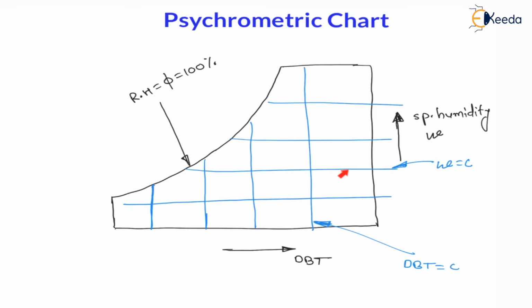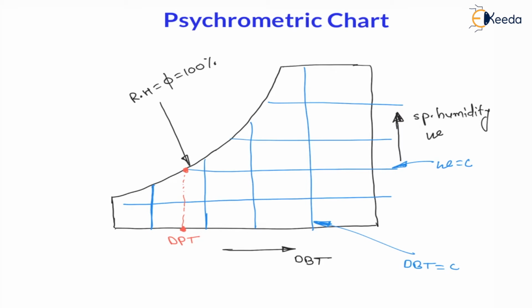Now whenever these constant specific humidity lines touch the relative humidity equal to 100% line, then we will get the dew point temperature. So let us find the dew point temperature for one condition. Let us say for this constant specific humidity line, whenever this line touches the relative humidity 100% line at this location, then we will get the dew point temperature. Here the temperature will be the dew point temperature. So we can say these horizontal lines are also called constant dew point temperature lines. That means on this horizontal line at any location the dew point temperature will be the same.